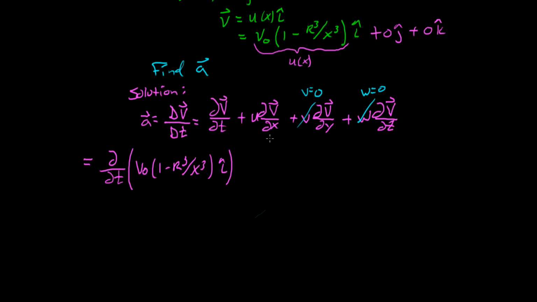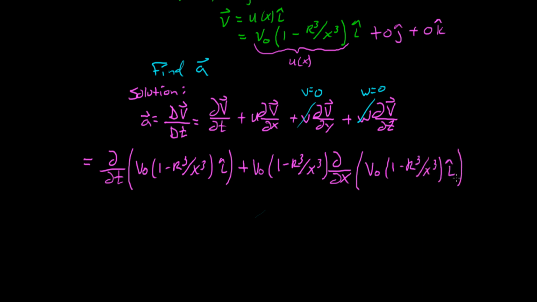And then we have this term here to deal with, which is the u multiplied by the derivative of the entire vector with respect to x. So first we grab the u. u is this business here, v0 times 1 minus r cubed over x cubed. We're not grabbing the unit vector i, because we're just looking at the u component. And now we need a d by dx of the velocity vector. That's the whole thing again. So v0 times 1 minus r cubed over x cubed. And this time the unit vector comes along because it's the entire thing. And so just for your reference here, this is the entire velocity. This is u, and then this is the entire velocity again.